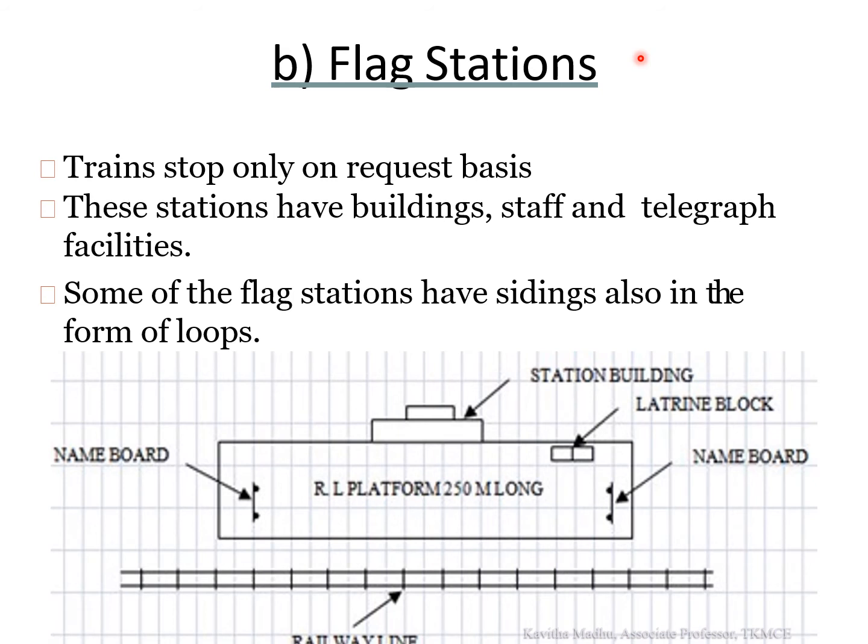But usually they have the station building, so that's the main difference between the flag station and the halt station. Flag stations will have a building with minimum facilities, and these buildings have staff, telegraph facilities and other amenities required for the passengers. And some of the flag stations may sometimes have sidings also in the form of a loop.